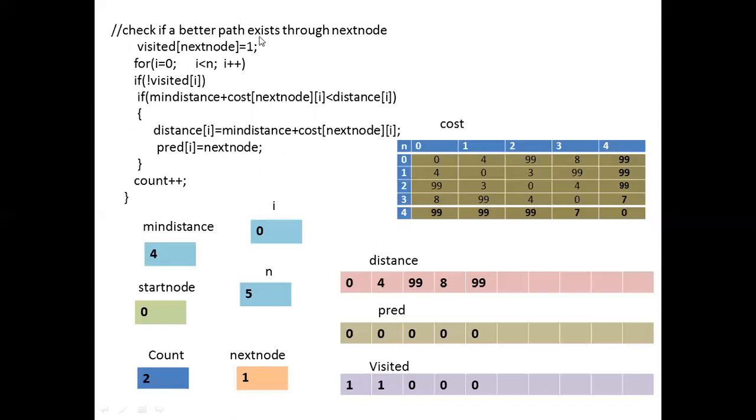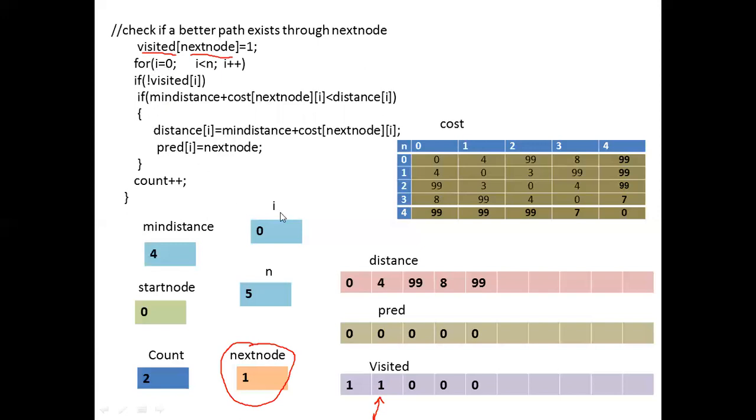That is, check if a better path exists through a next node. Now here what is the code I'm using to find a better path? So now we can observe there is one variable, that is the visited array. So what I am doing, next node, previously the next node value was 1. That means this value, you can observe this value was initially 0. So if you observe initially it was 0, once it executes this statement, now what happens? Next node value was 1, visited of 1 memory location will be filled with 1.